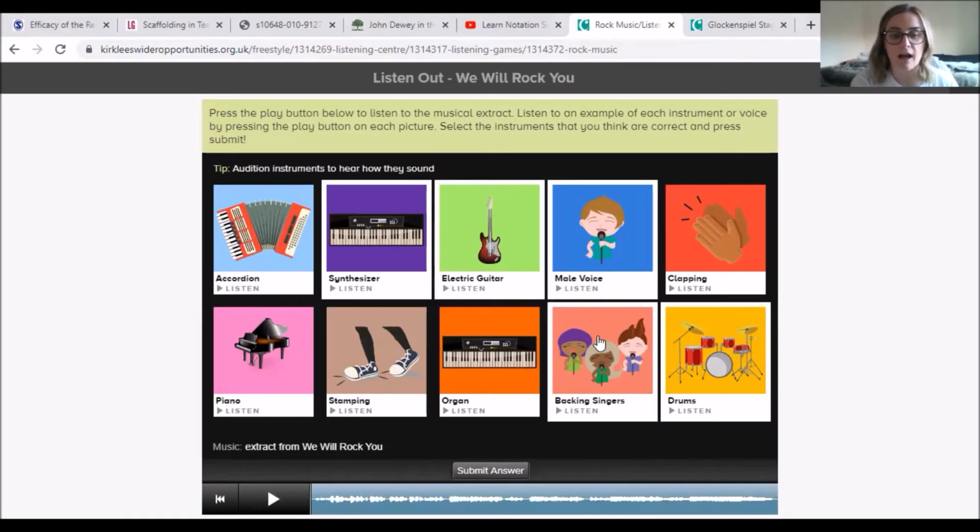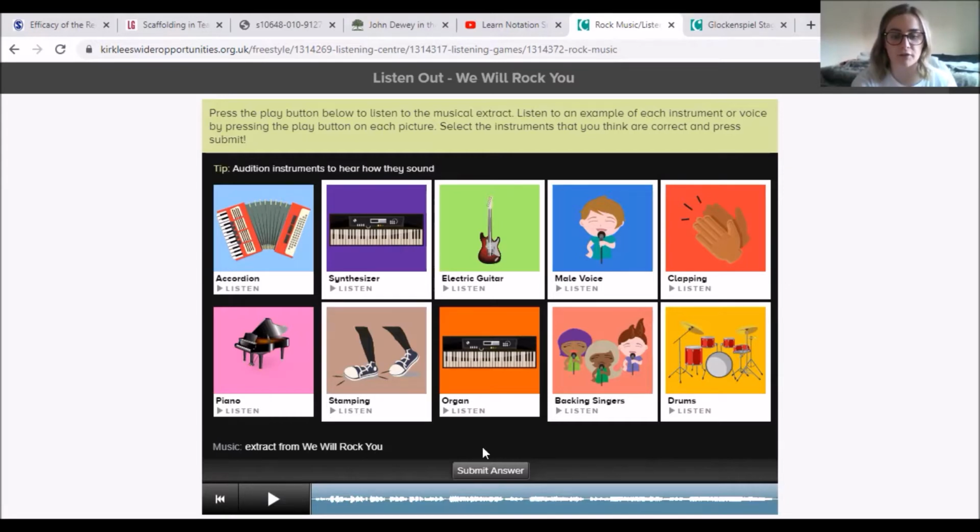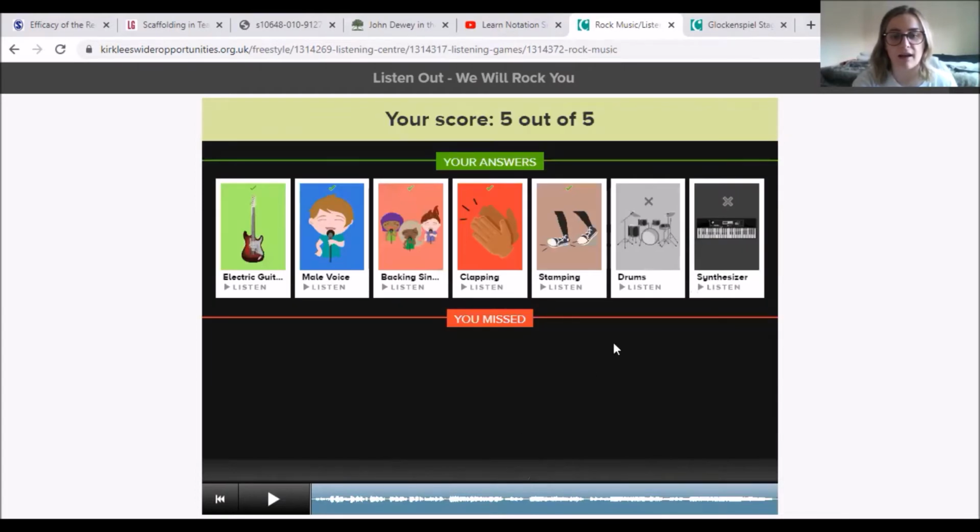And then we also had some body percussion. We had some clapping and we had some stamping. So you should have got these ones right. If I submit my answer, we can see that they are all correct. So well done.